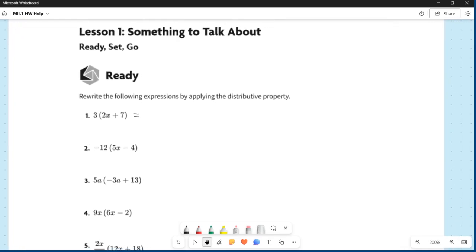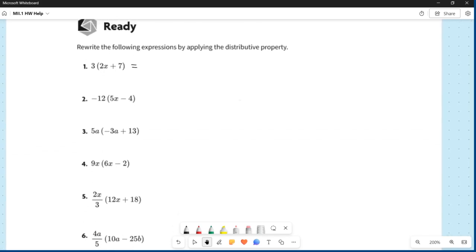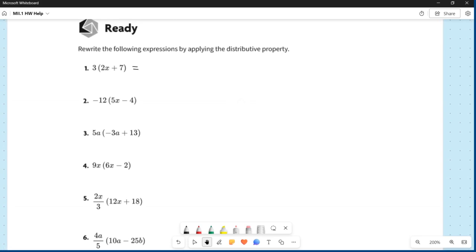First set of problems are in the ready section, and we are being asked to rewrite the following expressions by applying the distributive property. So, number one, what we want to do is take this 3 and distribute it to each term inside the binomial, and we're going to do that via multiplication. So, 3 times 2x, you simply multiply your coefficients and we get 6x. And then 3 times 7 is 21, giving us a final answer of 6x plus 21.